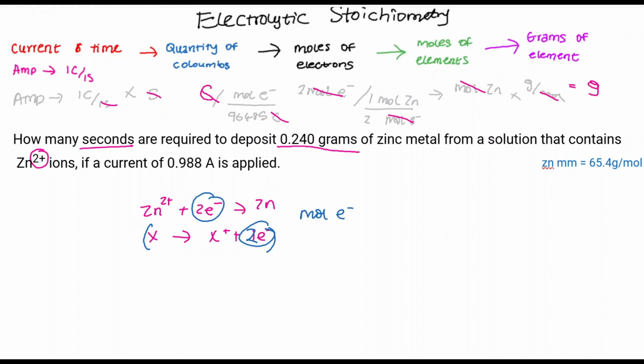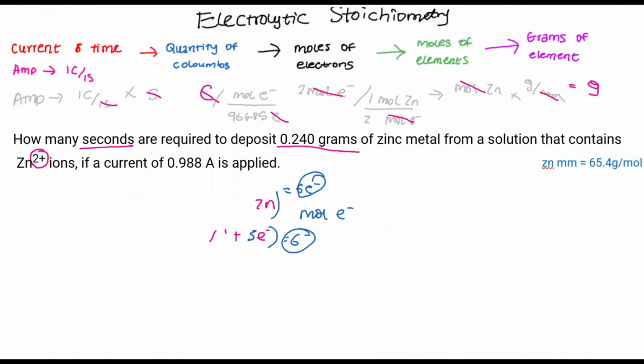But let's say this was 3. Let's say the element had a charge of 3 plus, so then it would be 3 plus, 3E. What would the moles of E be? You have to multiply the top equation and the bottom equation to get the same number of electrons. Straight off the bat, I can look at it and know you have to multiply this one by 3 and this one by 2. Then they both give you 6 electrons, so you use 6 electrons. And that's how you determine the moles of electrons.